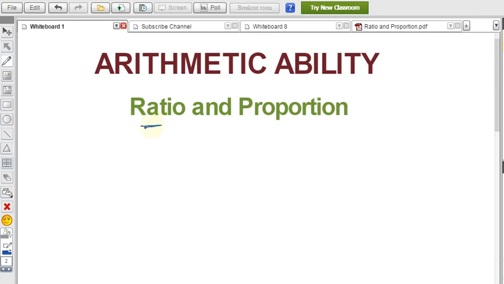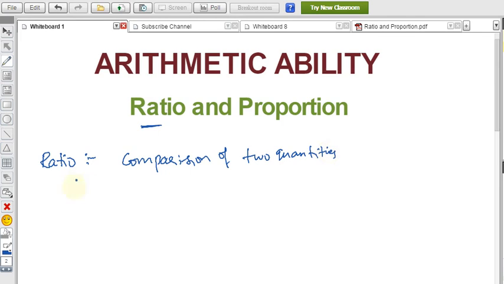First, the ratio. Let us briefly discuss the topic first. Comparison of two quantities of the same kind by division is known as ratio. So ratio is nothing but comparison of two quantities, and the two quantities are of the same kind, the same units.